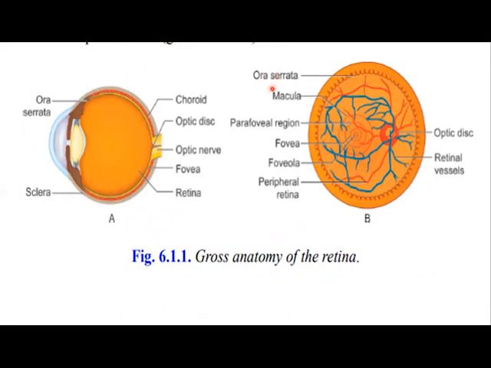This is the ora serrata. This is the macula, and this is the optic disc. We'll discuss later. This is the fovea, the optic nerve. This is the optic disc.